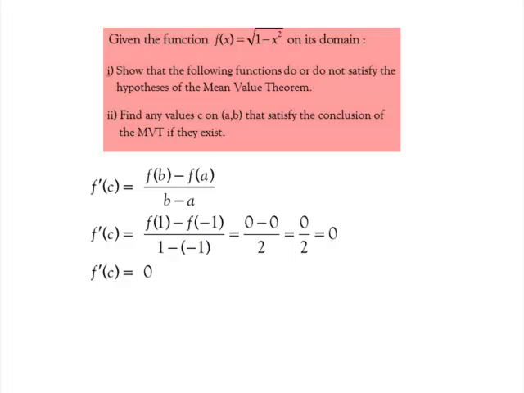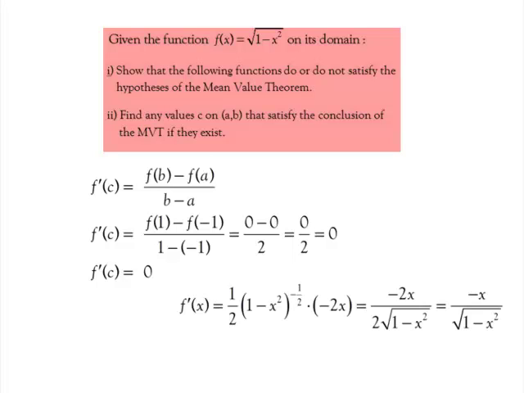So once again I go through the process of figuring out my slope of my secant line, so my average rate of change, which turns out to be 0 in this case, because my height at 1 and negative 1 are both 0. And then I'm going to calculate what my derivative is and set that equal to 0. So using the chain rule, I get that my derivative is 1/2 times that quantity to the negative 1/2 times negative 2x. A little bit of simplification, and I get the following derivative.